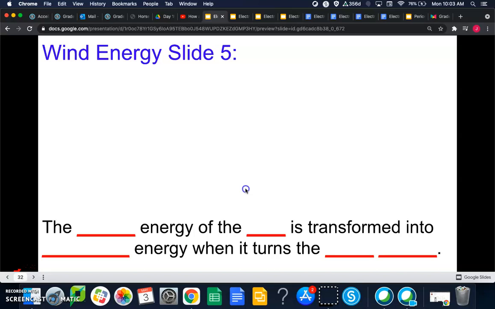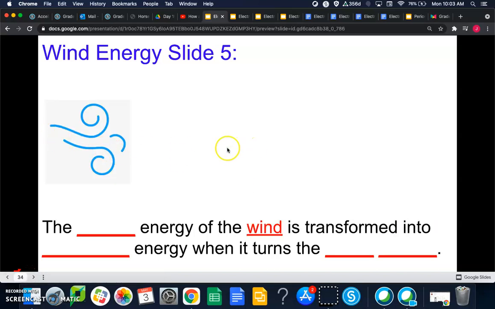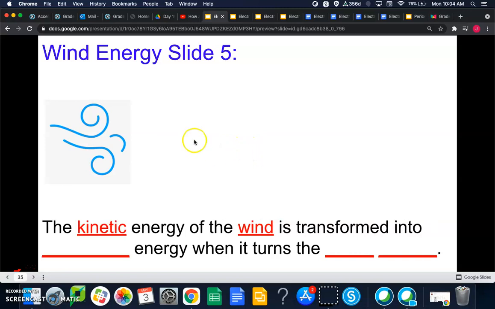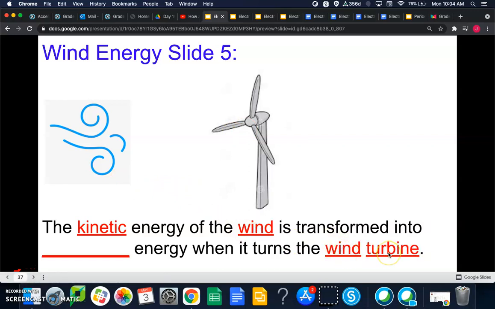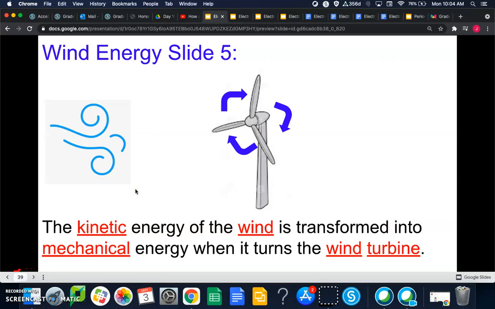And then for slide 5, you're going to draw some wind, and remember that the wind has kinetic energy, and then you're also going to draw a turbine. All right, so what's happening is that the kinetic energy of the wind is blowing into this wind turbine, and that kinetic energy of the wind is transformed into mechanical energy, right? Because it makes that turbine spin around.